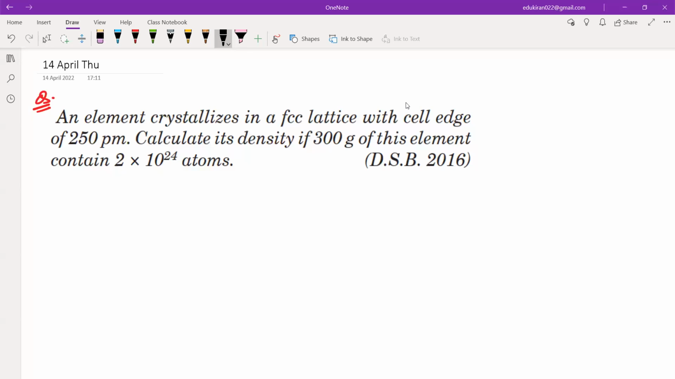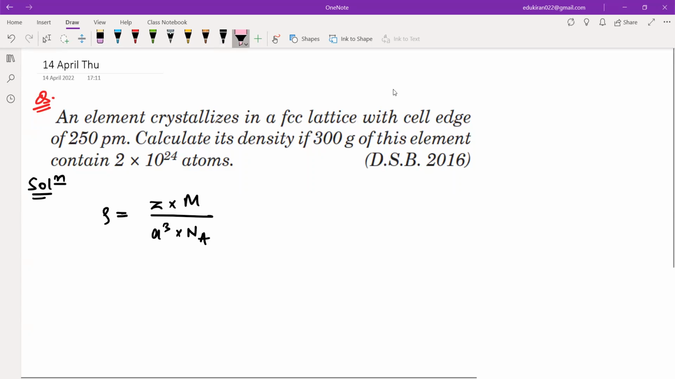Anna, please leave your pen aside and tell me what they have asked in this question. Density. What is the formula for density? Density is equal to Z into M divided by A cube into NA. They have given us Z, yes or no? Yeah, Z is given.